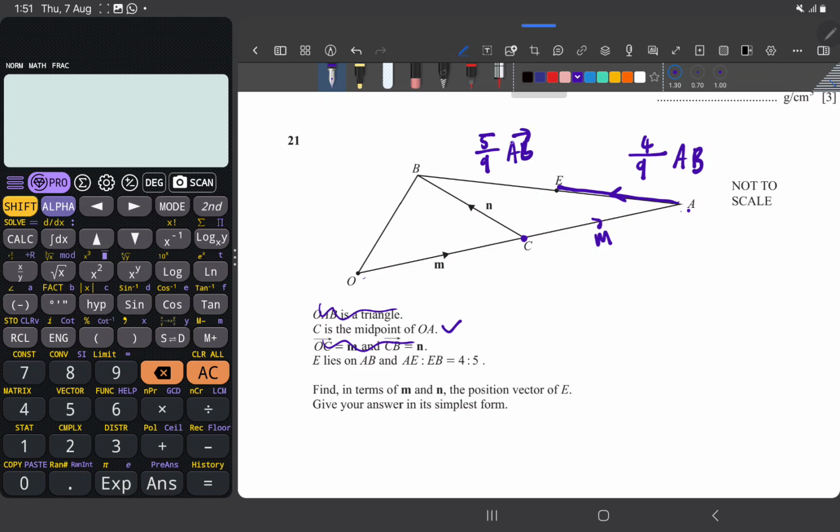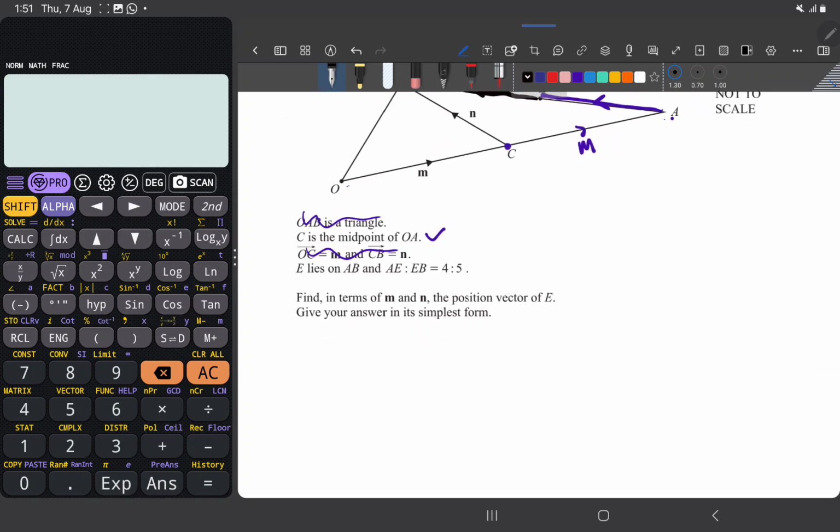Then the second part, which I'll put in black, is EB. Because EB is 5, it is 5 over the total. You always put it over the total. The total is 5 plus 4, which is 9. So it is 5 over 9 of AB, and AE is 4 over 9 of AB. Now let's get to work and let us enjoy.